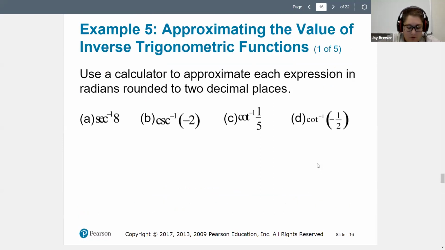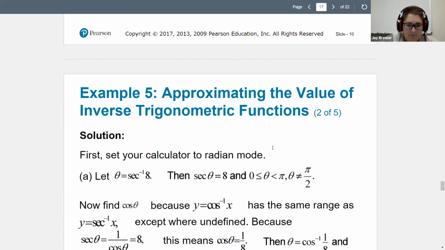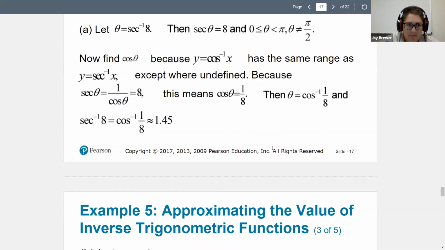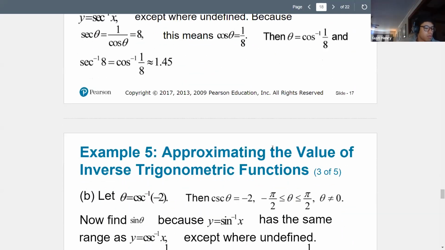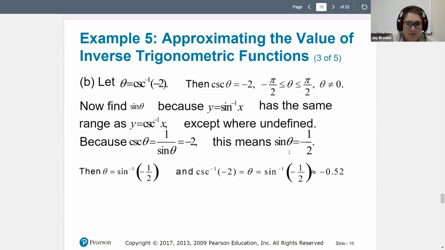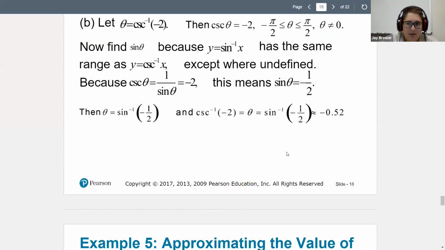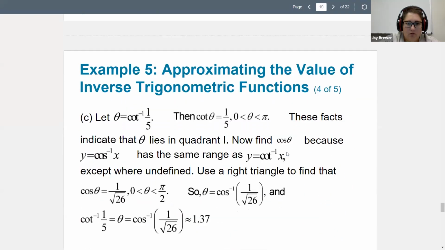All right, so let's go back so that I'm not giving answers out, but you guys are finding them. So this one would be cosecant. What are we going to use? Basically the same thing, but with sine. So it's going to be -1/2. Yep. And that's going to be -0.52. Perfect.